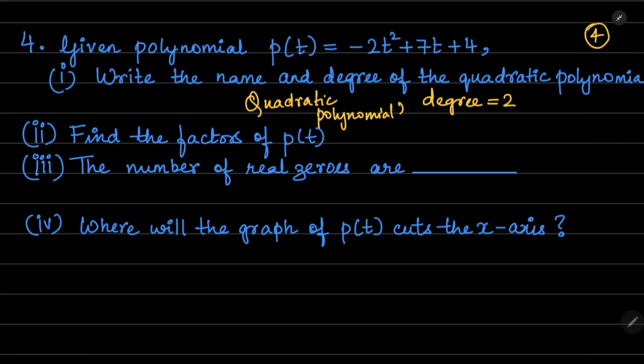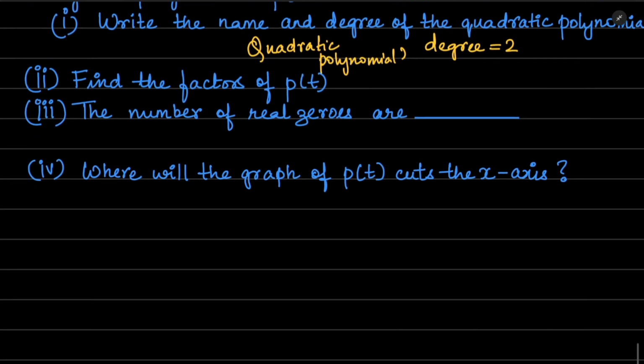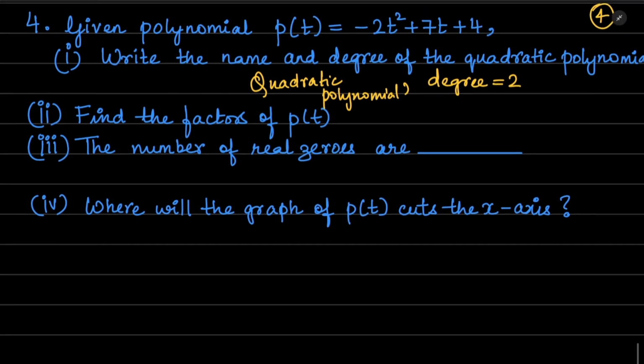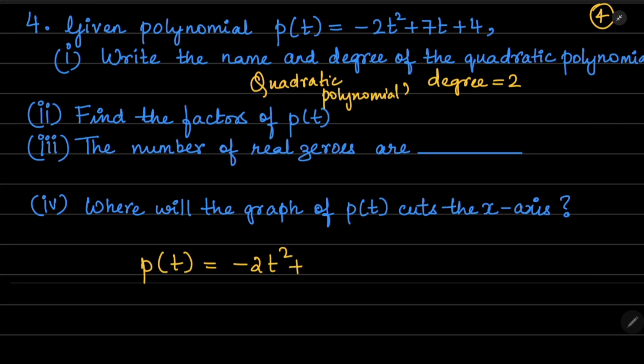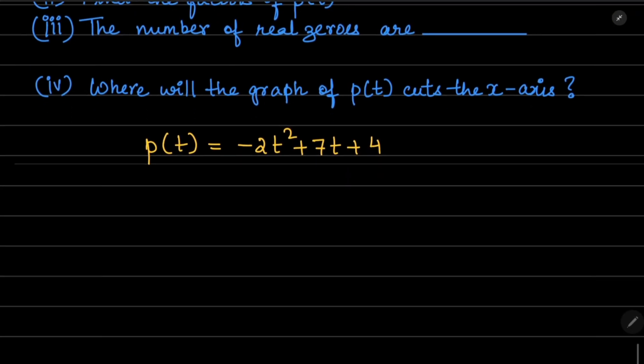Second one, find the factors of P of t. You have to find the factors of P of t. How do we do it? Let us write the given question first of all. You are given the polynomial minus 2t square plus 7t plus 4. Okay. How do you find the factors?